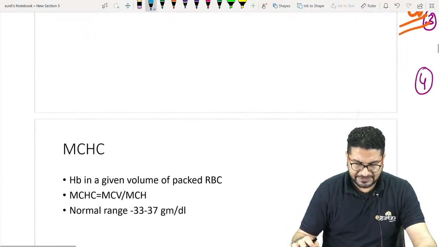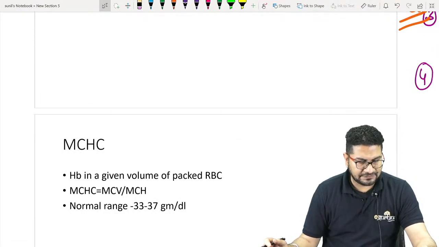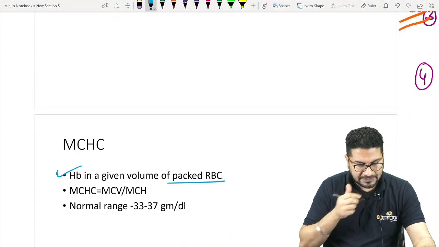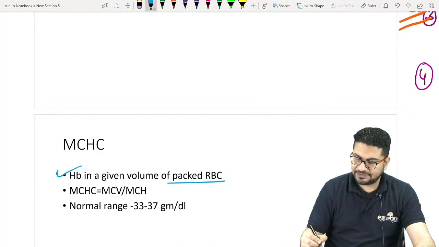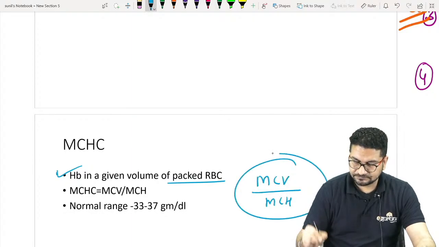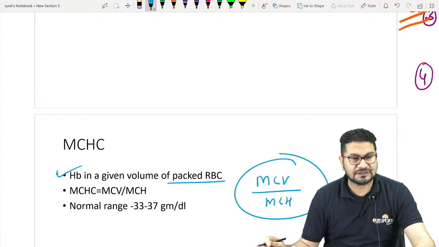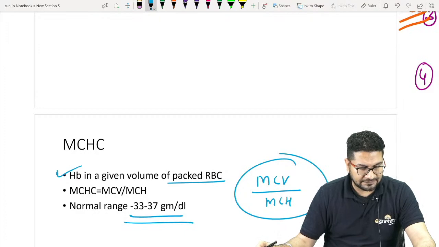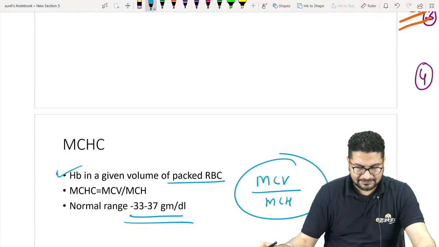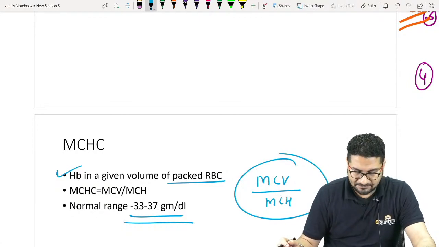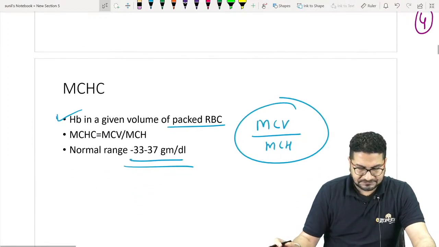Next is your MCHC. MCHC is hemoglobin in a given volume of packed RBC. You can calculate this simply by MCV divided by MCH. That is what we call mean corpuscular hemoglobin concentration, and the normal value is 33 to 37. So these are some values that you should remember, they have some significance, that is important. Clear?